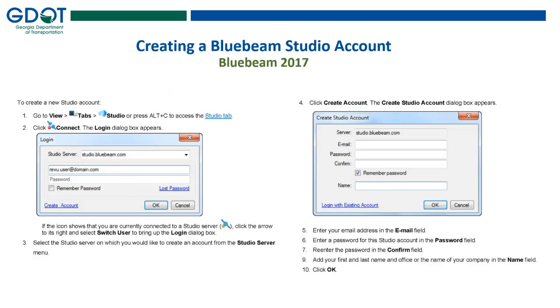In order to create an account, please just fill in all the boxes that are required. And when you get to the last box, the name box, we'll need you to enter your first and last name with a hyphen, and then you're adding either your GDOT office or the name of the company that you represent.